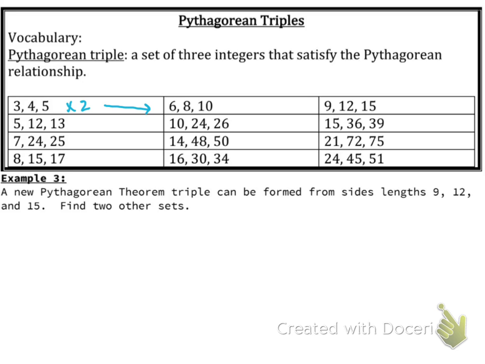Okay? So if I want to make a new Pythagorean triple formed with the side lengths 9, 12, and 15, if you look at this chart, if I take 3, 4, and 5 and multiply by 2, that gives me 6, 8, 10. If I take 3, 4, 5 and multiply by 3, that gives me 9, 12, 15. So these are all just multiples of each other.